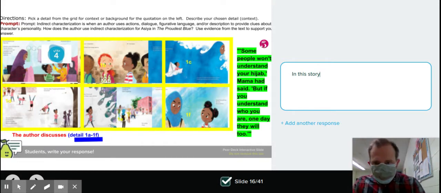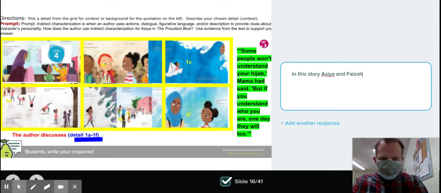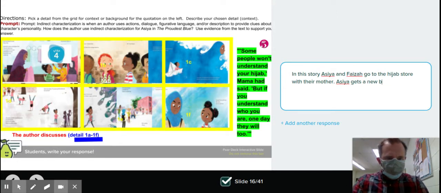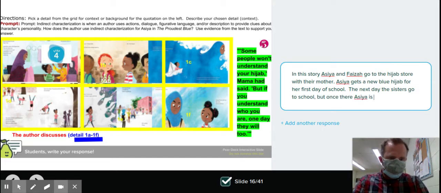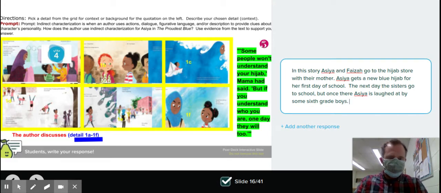So in this story, let's see. So 1C is what we're leading up to. So Asiya and Fiza, I'm looking at 1A there, go to the hijab store with their mother. Asiya gets a new blue hijab for her first day of school. The next day, the sisters go to school. But once there, Asiya is laughed at by some 6th grade boys.